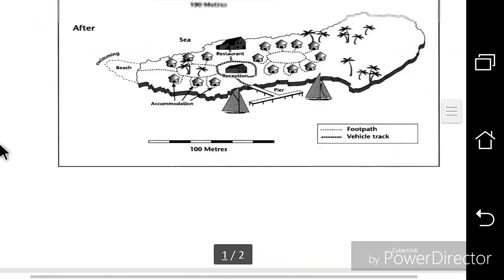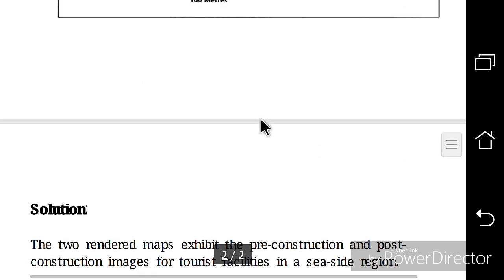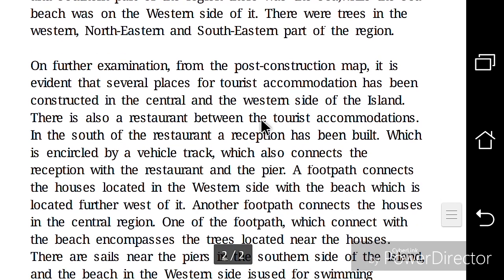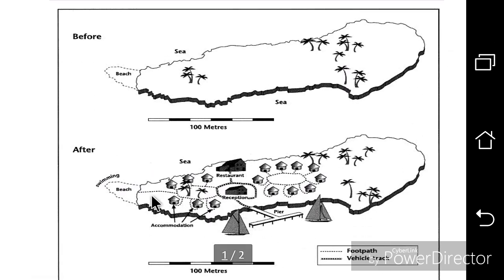And the locations also are mentioned by me. Here one is in the western side, as you can see, and another is in the central side. This is the central portion of the map. Then I have written, there is also a restaurant between the tourist accommodations. So check the map. Between these two tourist accommodations or the group of houses that are meant for tourists, there is a restaurant.